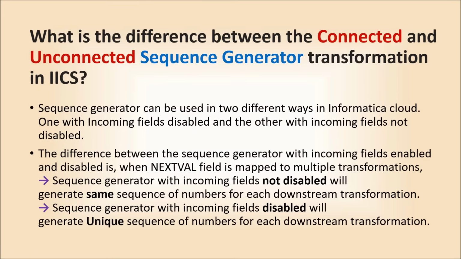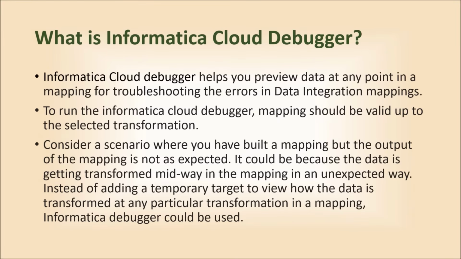The difference between the sequence generator with incoming fields enabled and disabled shows up when the NEXTVAL field is mapped to multiple transformations. If the sequence generator has incoming fields not disabled, then it generates the same sequence of numbers for each downstream transformation. And if the sequence generator has incoming fields disabled, it will generate unique sequence numbers for each downstream transformation. You understood, right?